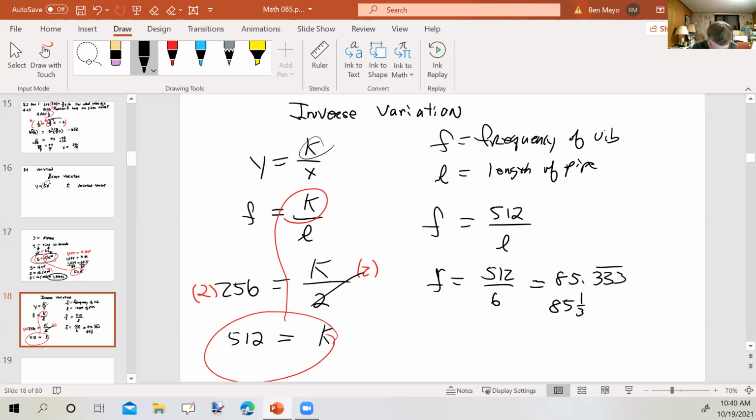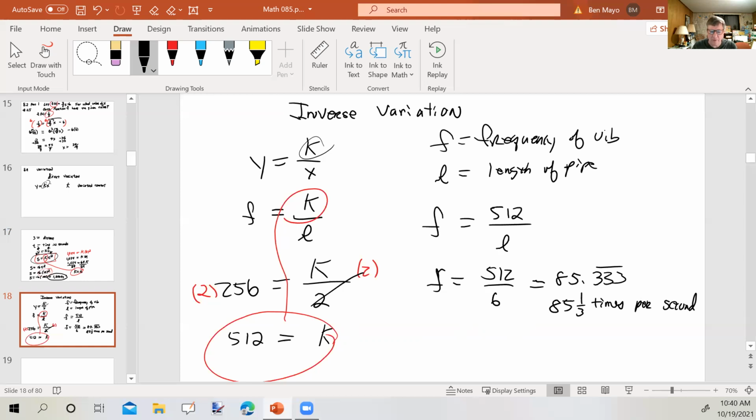So the frequency would be 85 and 1/3 times per second. Okay. Any questions on that example?